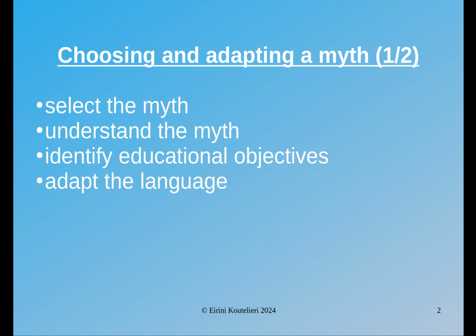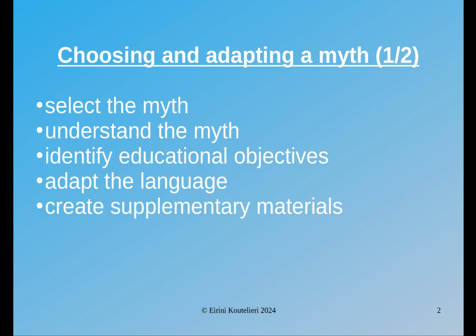Adapt the language. Rewrite the myth in language that is appropriate for your students' age and comprehension level. Simplify complex sentences. Replace unfamiliar vocabulary with simpler terms, and clarify cultural references to ensure that all students can understand and engage with the story. Create supplementary materials. Develop additional resources to enhance students' understanding of the myth. This may include discussion questions, vocabulary lists, character analyses, or creative writing prompts that encourage critical thinking and active participation.